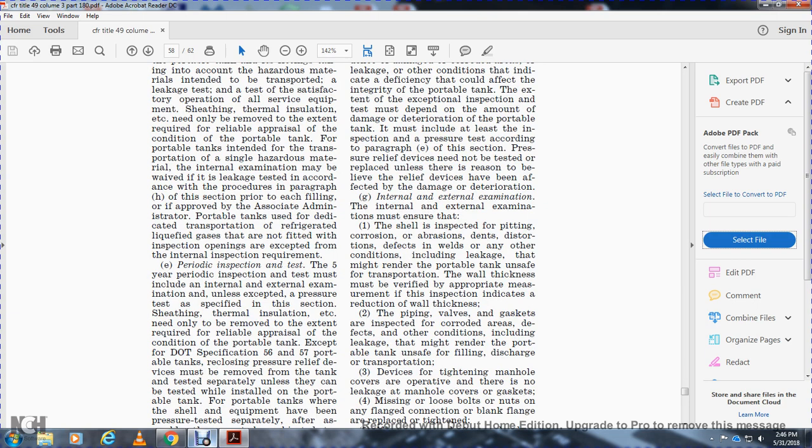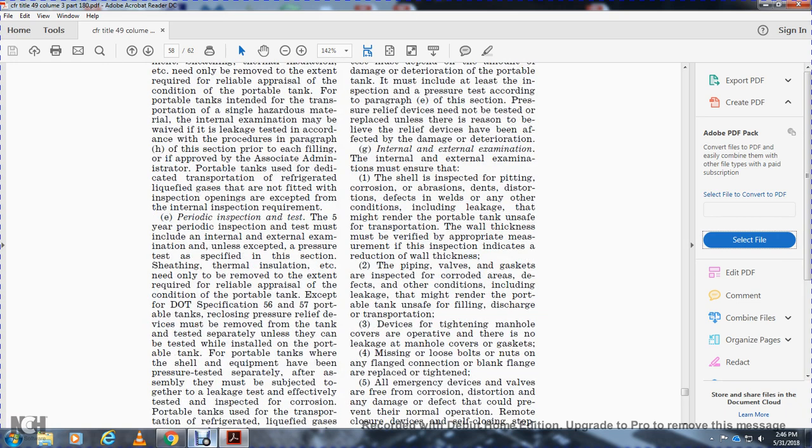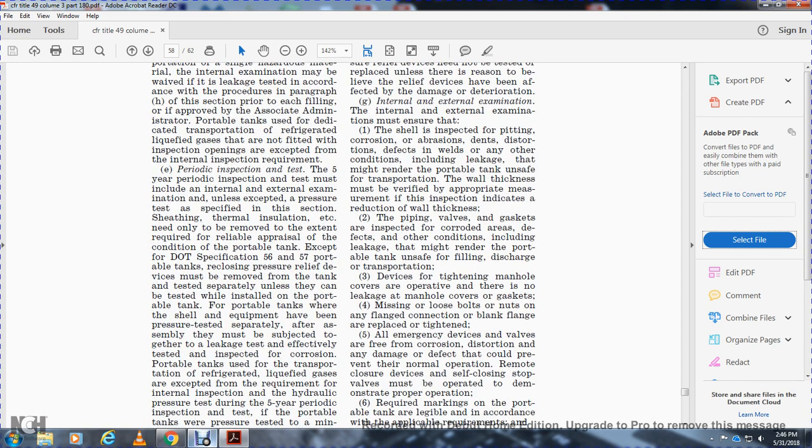For portable tanks, except for DOT specification 56 and 57 portable tanks, the reclosing pressure relief device must be removed from the tank and tested separately, unless it can be tested while installed on the portable tank. For portable tanks where the shell and equipment have been pressure tested separately after assembly, they may be subjected together to a leakage test. Tested and inspected for corrosion.